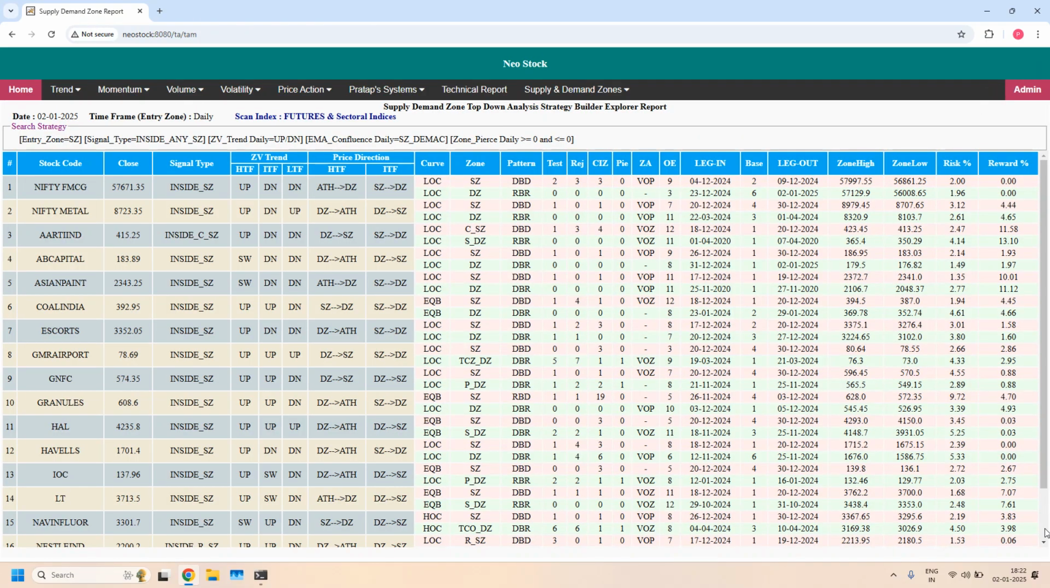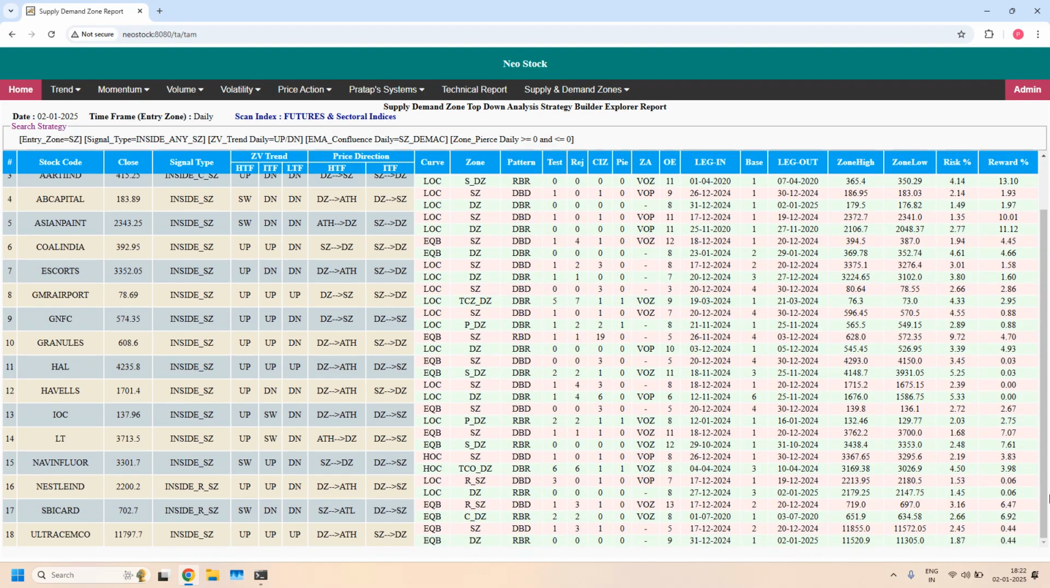Let's filter the stocks. So the first 15 stocks in the list, and all these daily supply zones are having daily EMA Confluence. I am scrolling the list down. So total 18 stocks are filtered, and all these 18 daily supply zones are having daily EMA Confluence, and also the current price closed inside those daily supply zones.